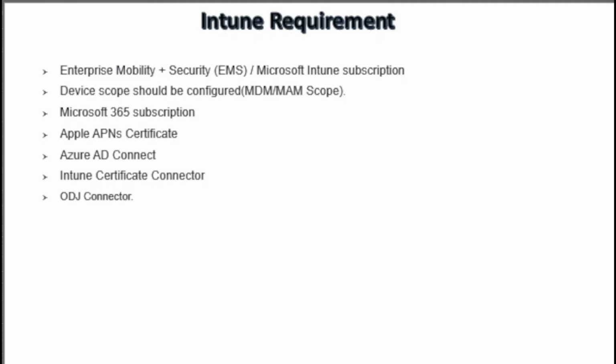We need to install and configure Intune certificate connectors. This is required for SCEP certificate deployment. We need to install and configure the ODJ connector. This is a requirement to join a machine which is on the internet during Windows Autopilot, in case you want to perform a hybrid Azure AD join Autopilot.